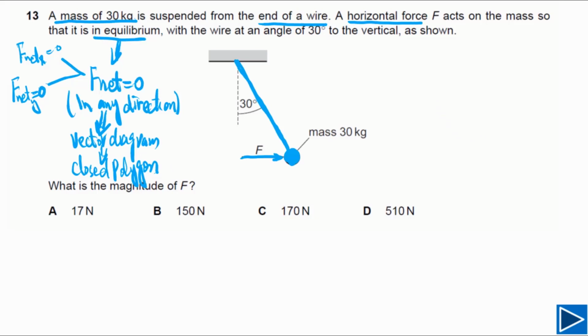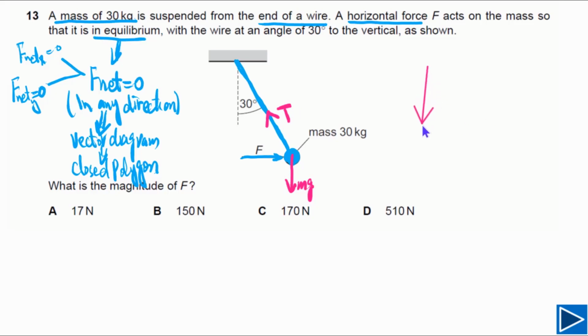Before we draw the vector diagram, we need to find out the forces acting on this object. The first force acting on this object is mg, the gravity. The second force, F, the horizontal force, is given, and the third force is the tension in the string. This is acting along the string in this direction. Now we need to add all these forces.